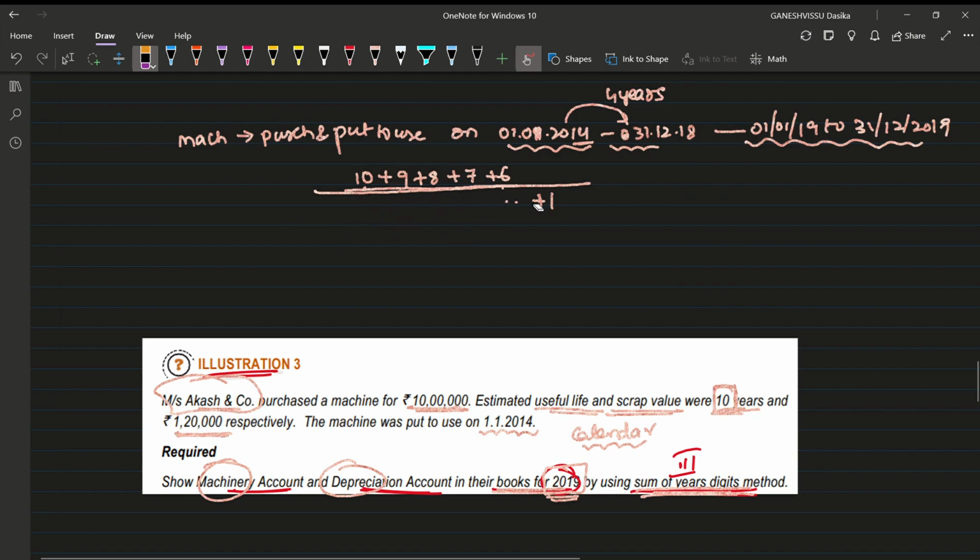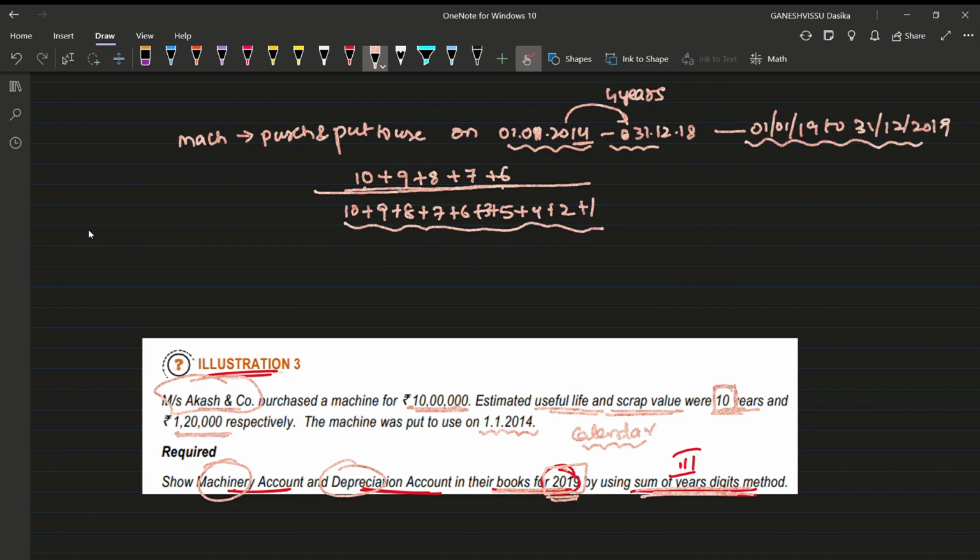We need to divide it by the total of the useful life: 10 plus 9 plus 8 plus 7 plus 6 plus 5 plus 4 plus 3 plus 2 plus 1. Sorry, 3 was missing. So we need to add the total here. That means 10 into 10 plus 1 by 2. I think you have seen this formula earlier: n into n plus 1 by 2, the sum of the first n digits.